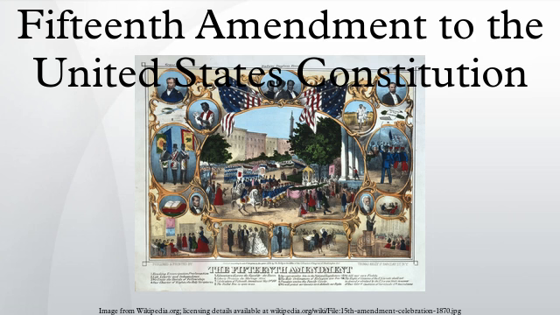Text. Section 1. The right of citizens of the United States to vote shall not be denied or abridged by the United States or by any state on account of race, color, or previous condition of servitude. Section 2. The Congress shall have power to enforce this article by appropriate legislation.